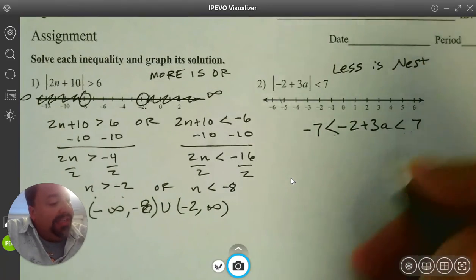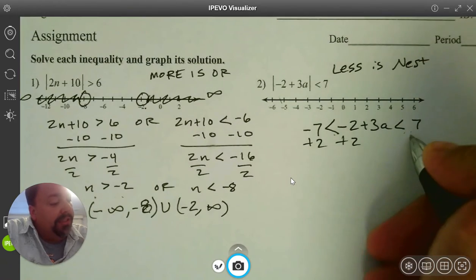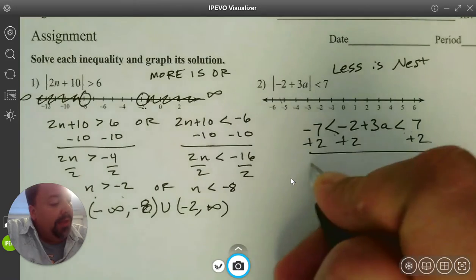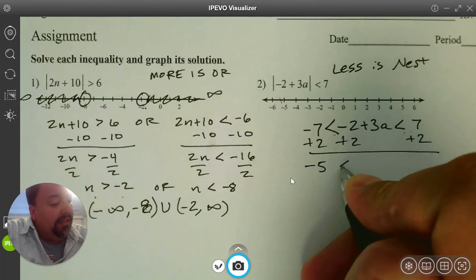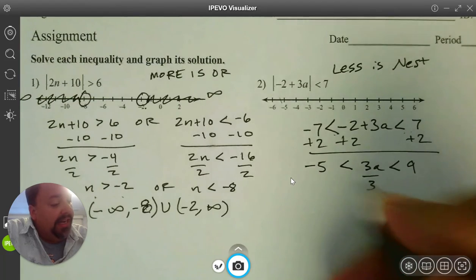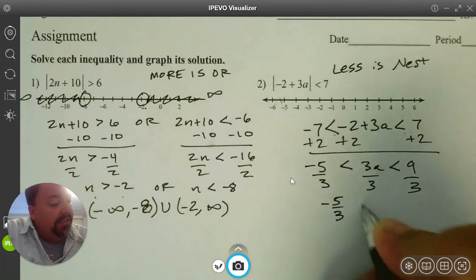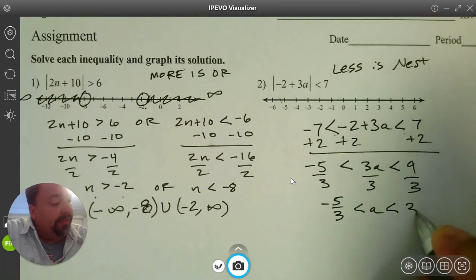And now we want to get the a by itself in the middle. So whatever we do to the middle, you do to the left, you do to the right. We get negative 5 is less than 3a, which is less than 9. Divide everything by 3. We get negative 5/3 is less than a, which is less than 3.